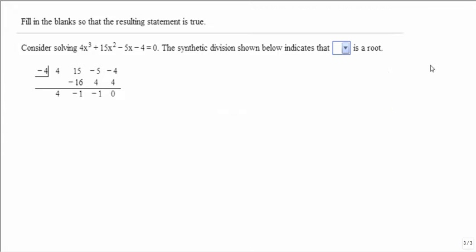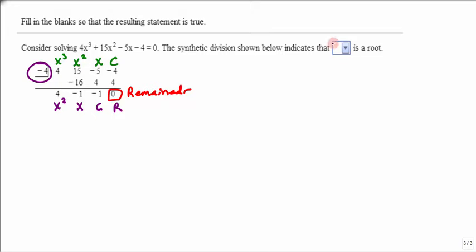So what does it mean to be a root, or to be a solution, or to be a zero of a function? Well, basically that means when we divide, we end up with 0 as a remainder. So again, this is our remainder. Now when we start with our highest powers, I always like to sketch these in. This was 4x cubed, this was x squared, this was x, and this is our constant. So when I get done, I go down a power. So now this is x squared, this is constant x, this is constant, and this is my remainder. Because there is a 0 remainder here, that means that -4 is my root.